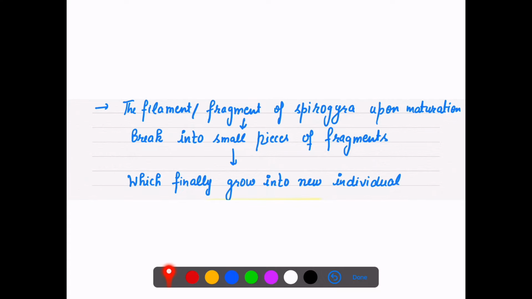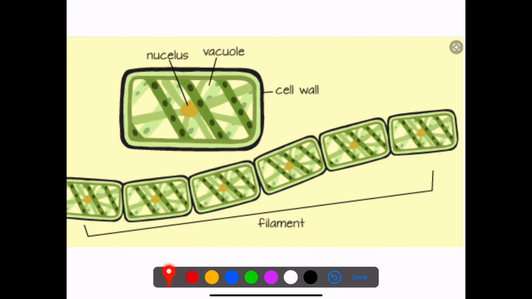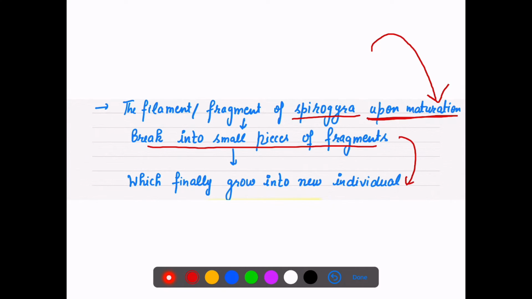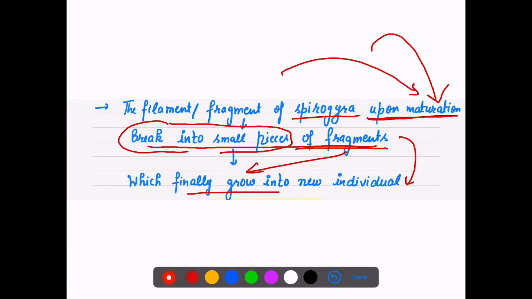So what happens in Spirogyra? Filaments. What are these filaments? They basically break off. As you can see, this is one part of a filament, with nucleus, vacuole, and cell wall. These kinds of compartments make a complete filament. One thing you have to mention always is that this happens upon maturation. Till the time Spirogyra is matured enough, it will not break down, or if it is broken down into simple pieces, it will not have the capacity to grow into a new individual. Usually upon maturation it breaks into small fragments, and these fragments can give rise to a new individual, right?